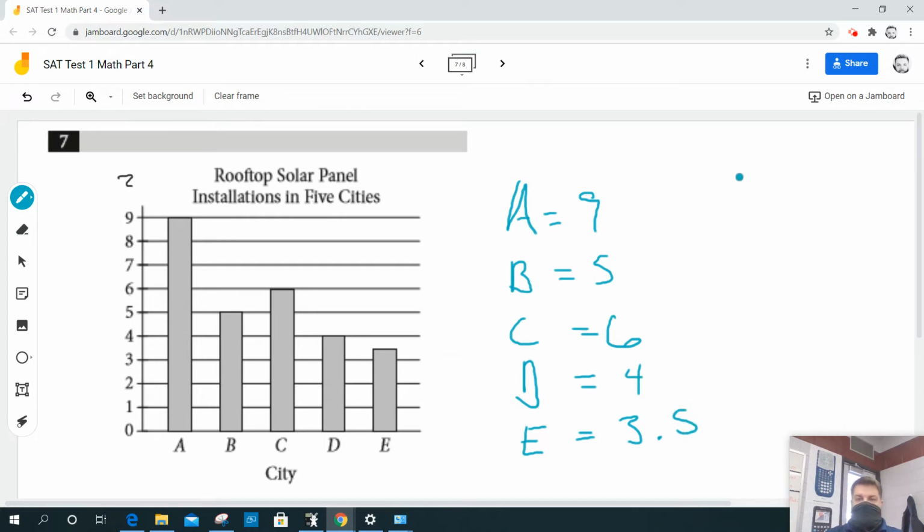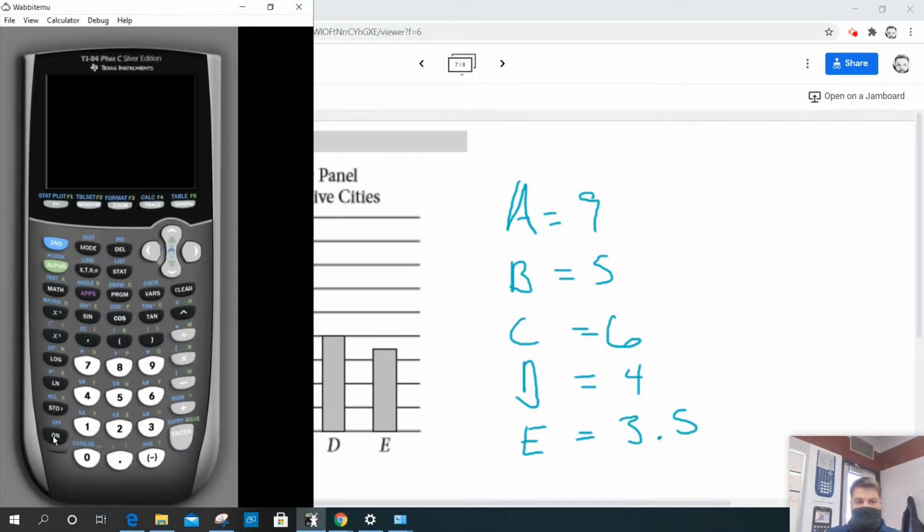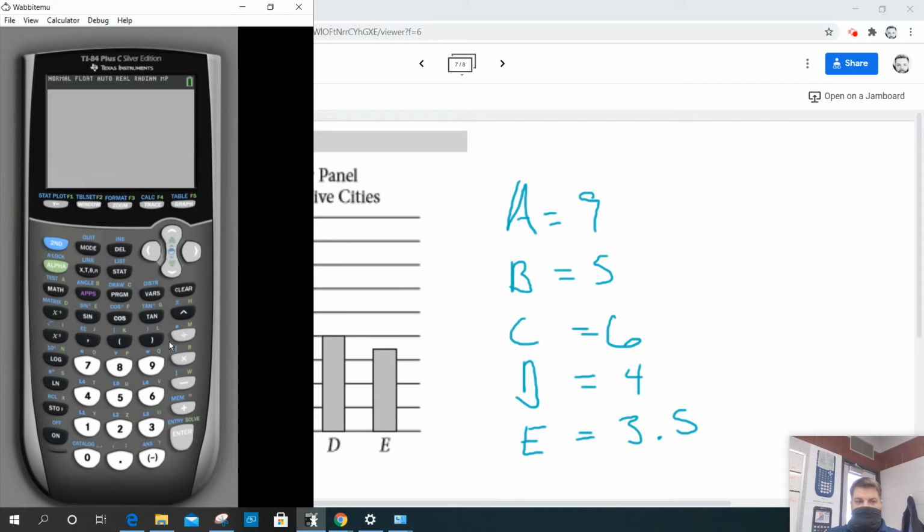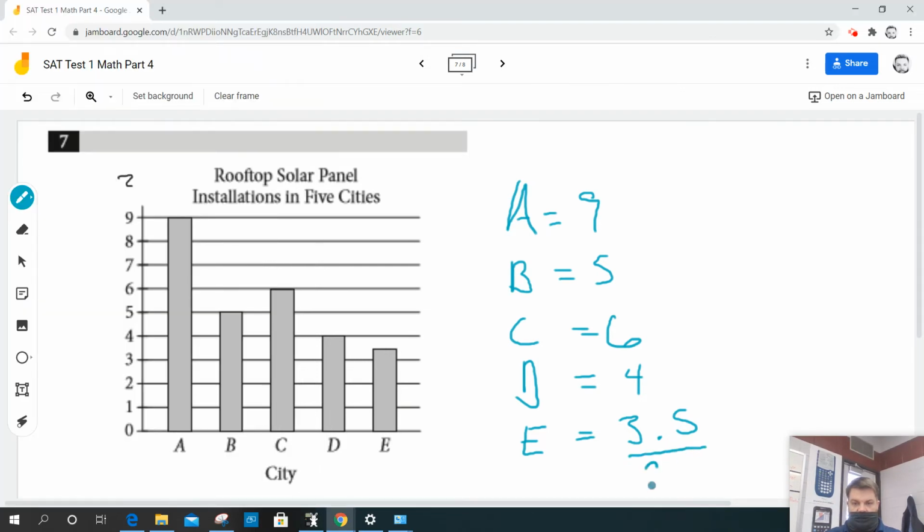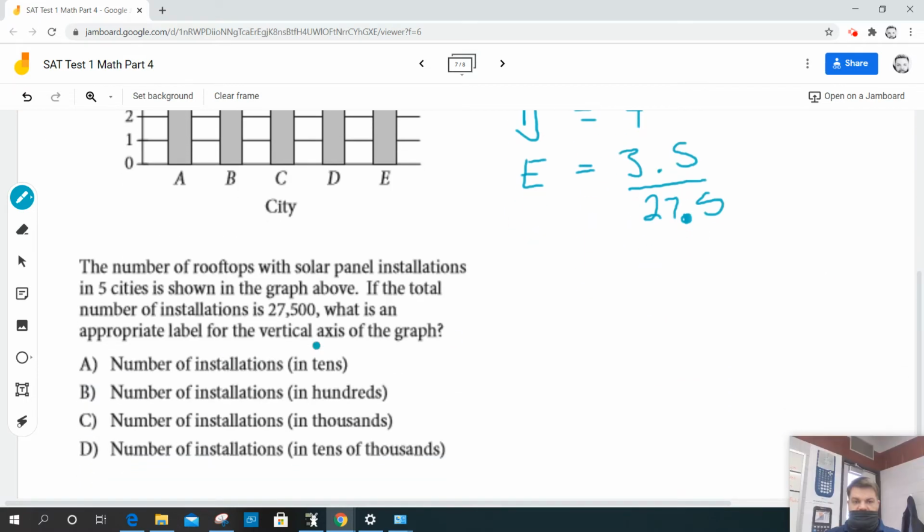Now, if I add these up, 9 plus 5, let me pull out my handy dandy calculator. 9 plus 5 plus 6 plus 4 plus 3.5. All this stuff adds up to 27.5. But then the statement says the total number of installations is 27,500. Well, how do I get that?